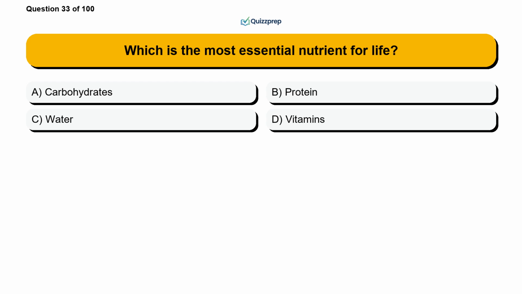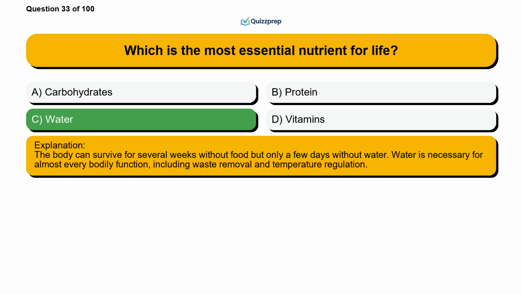Option A. Carbohydrates. Option B. Protein. Option C. Water. Option D. Vitamins. The correct answer is option C. Water. The body can survive for several weeks without food but only a few days without water. Water is necessary for almost every bodily function, including waste removal and temperature regulation.